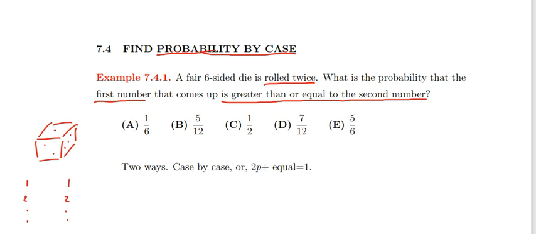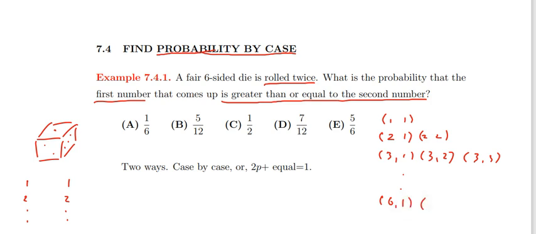Okay, so for this problem, we can say if the first one is 1, we have 1-1. If the first one is 2, we have 2-1 and 2-2. If the first is 3, we have 3 cases, not 2 cases: 3-1, 3-2, 3-3. And if the first one is 6, we have 6-1, 6-2, up to 6-6.